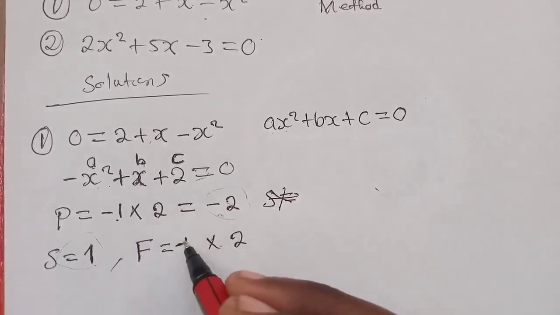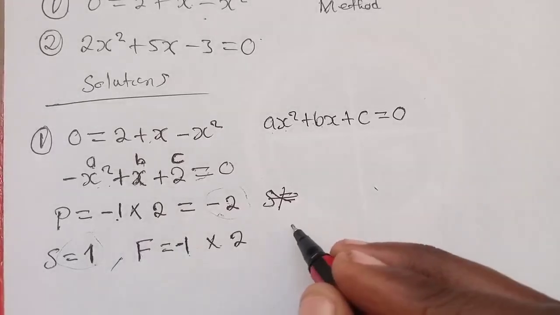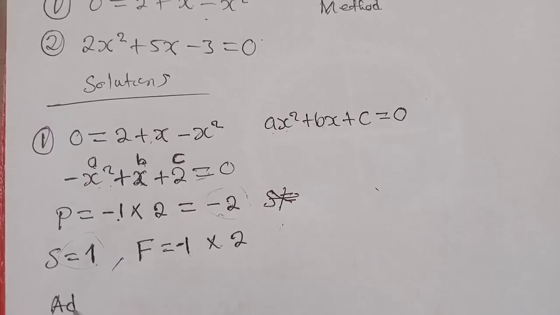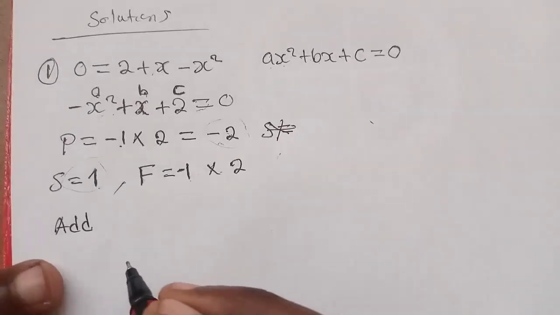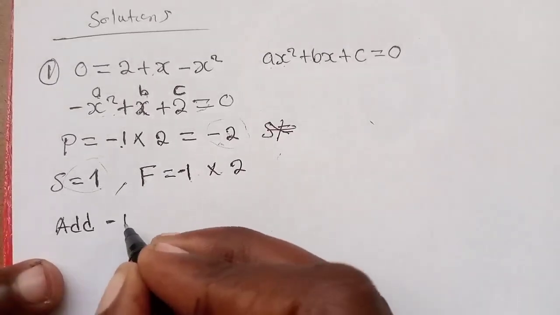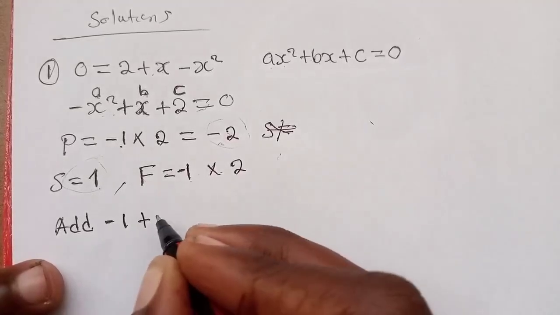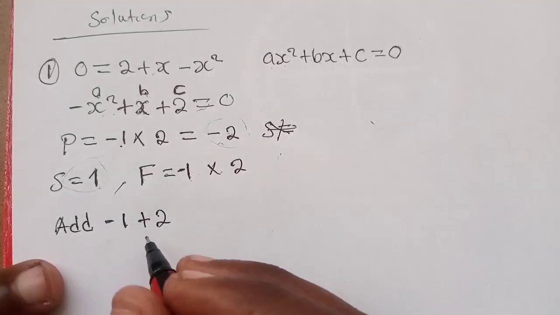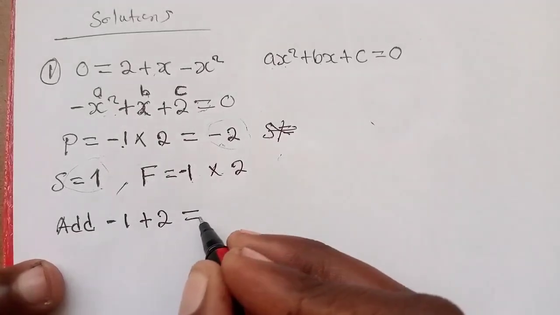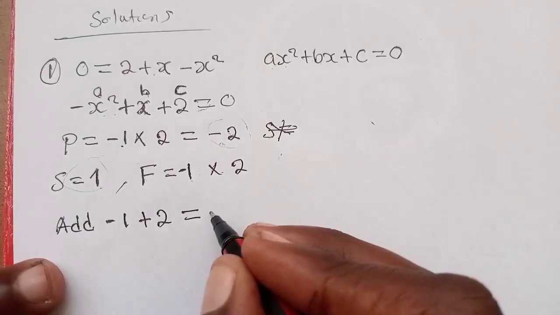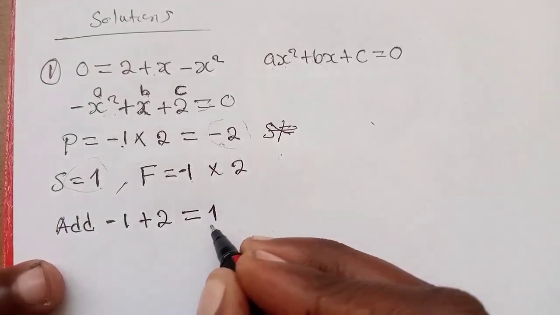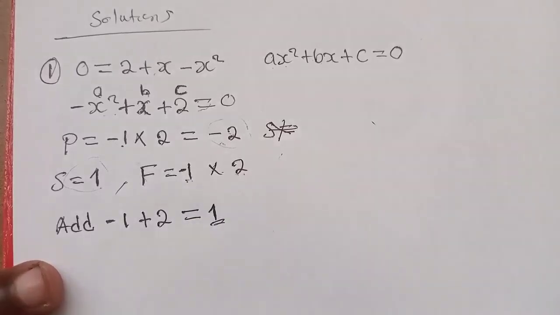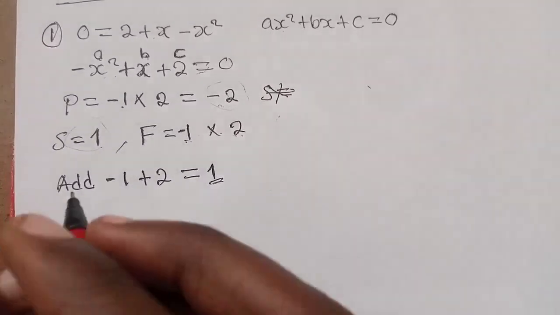Let's try. So negative 1 plus 2. What number are we going to have? It is actually 1. It means that these two factors qualify. All right, so these two factors qualify.